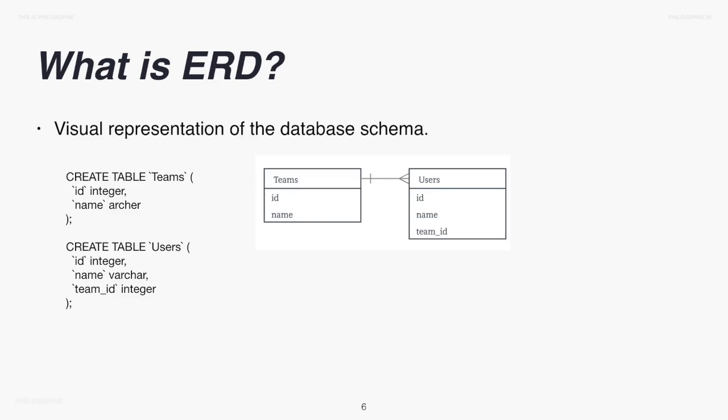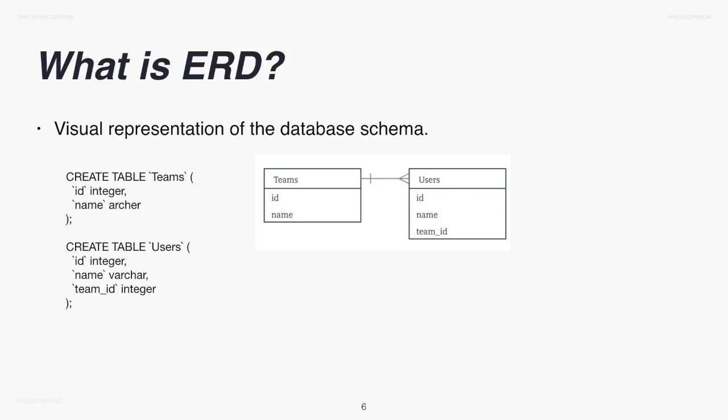And what is an ERD? It's a visual representation of your database. Last week we showed you the code to create a table, and this would be the ERD diagram of what the table looks like. So you would list the table name and the columns in it, and then the funky line in between shows the relationship between the tables.